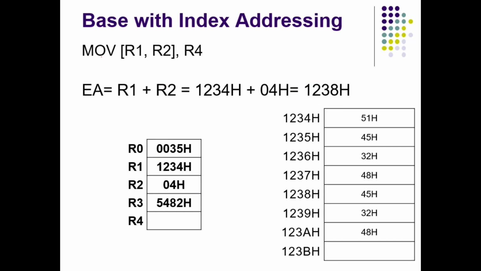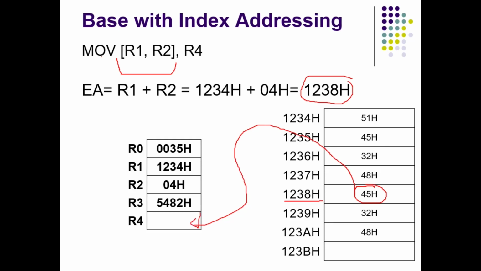So how exactly does this instruction get executed? The processor finds out the effective address of the source operand, 1238H. The processor gives that address to the memory. Memory gives the data present at 1238H address to the processor. That data the processor copies to the R4 register. So the R4 register will be 45H after execution of this instruction.